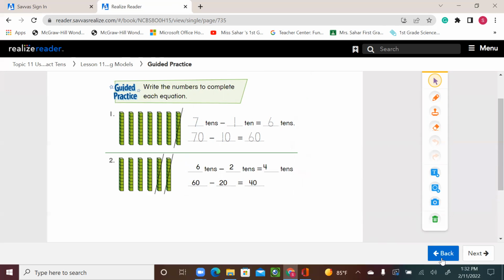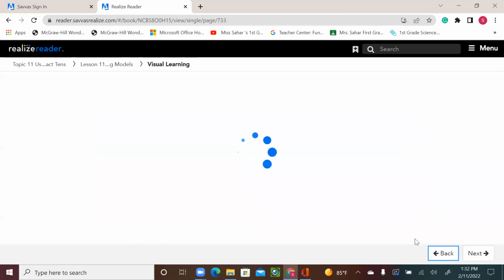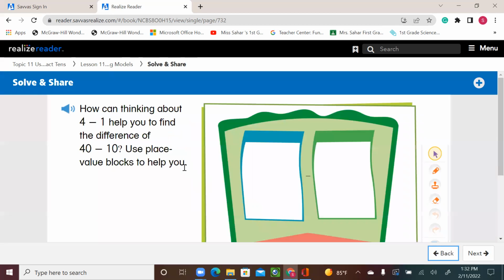All right. Okay, let's go back to that first exercise. We have it in our book, page 453, and answer the exercise we have. How can thinking about 4 take away 1 help you to find the difference of 40 take away 10? That's exactly what we learned now. If I have 4 ones, take away 1, if I have 4 single cubes, take away 1 cube, that means I have 3 cubes. So if I'm using 4 tens, take away 1 ten, my answer will be 30.